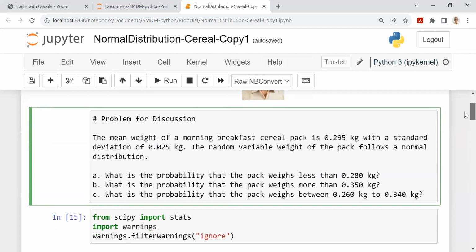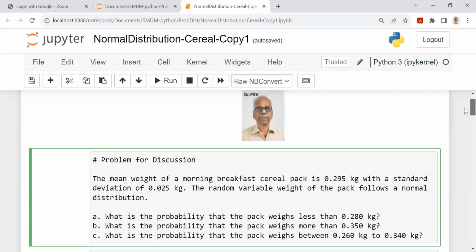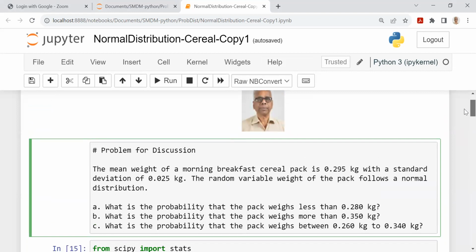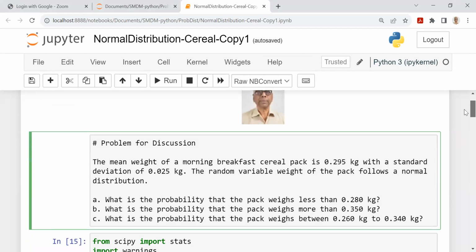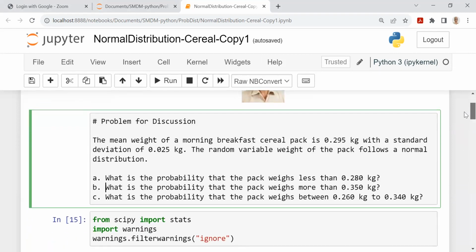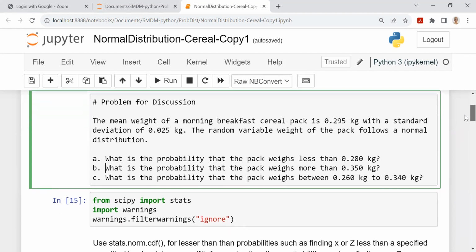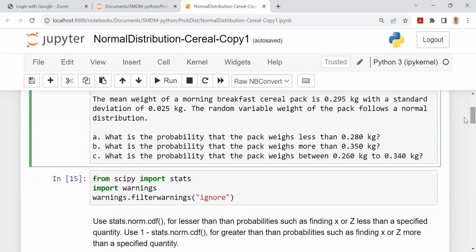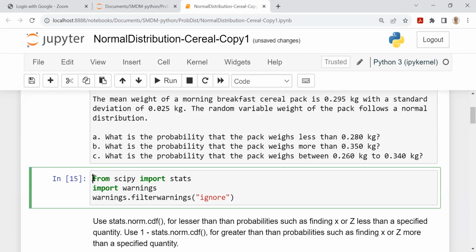So let's see how to do it, with a simple code in Python Jupyter Notebook. We will explain that now. To do all three parts, A, B, and C, we first import stats from SciPy. From SciPy, import stats.